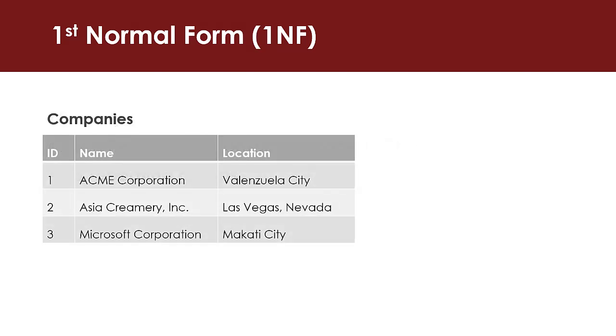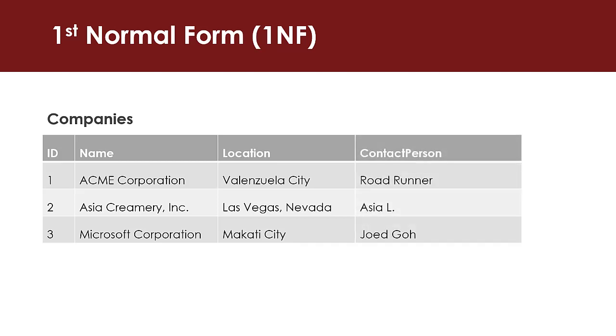Suppose we have a table called companies where we store information of our partner companies. So far, the design is good. We have a primary key that identifies each record in this table. Each field only pertains to a single value and there's no repeating group of information. Say we decided to add another important field, contact person, so that there will be a specific person to contact for each company. And again, there's nothing wrong with this.